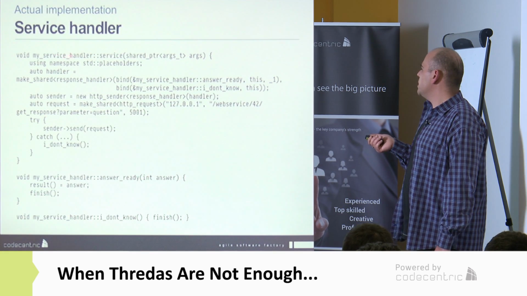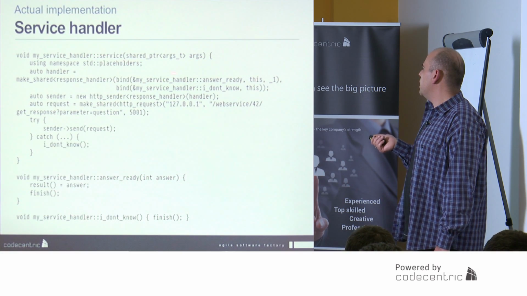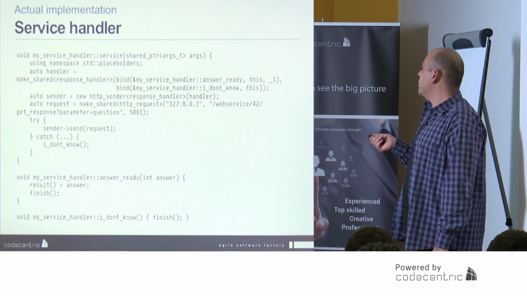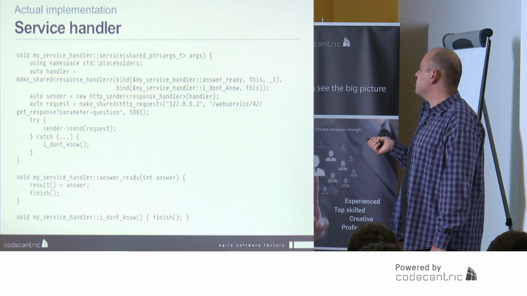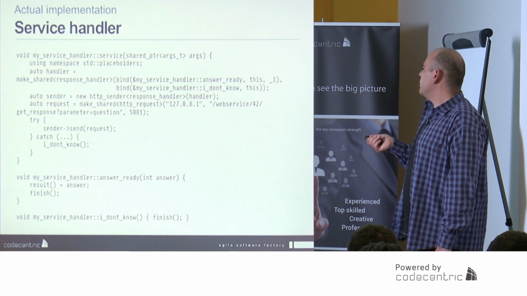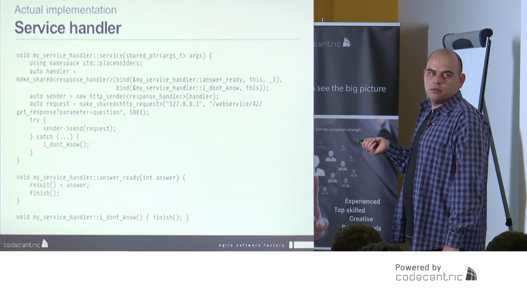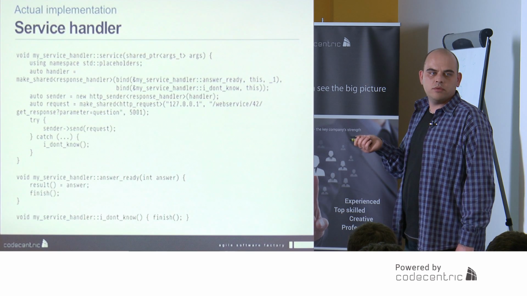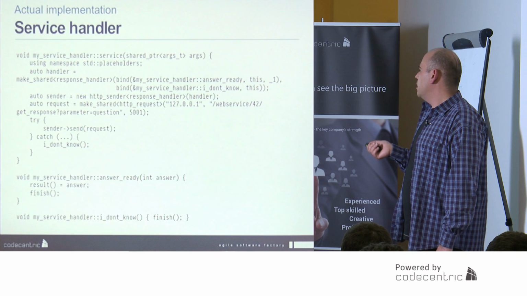create a handler. So basically, when the request comes, this method is called, and this structure, the shared pointer to the structure, has all the arguments. So what we do, we create a handler with our response handler. We bind a few callbacks, just to know whether the answer is ready, or maybe the system failed, so we don't know the answer. We create a sender, we create a request, and we send the request, and we're ready to accept a new request for data processing. So once again, this does not block.